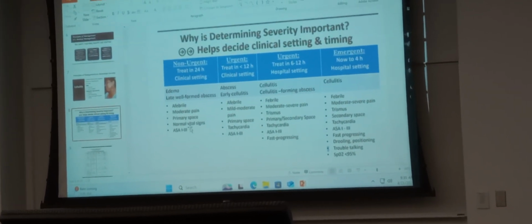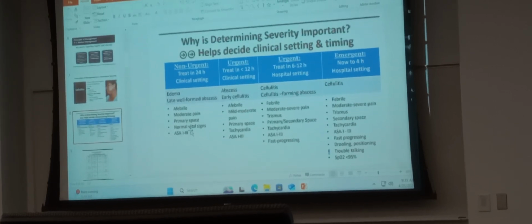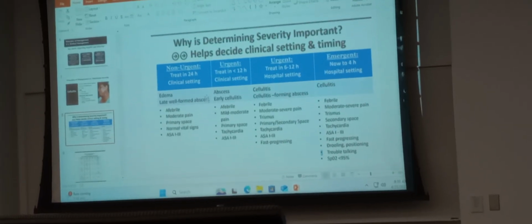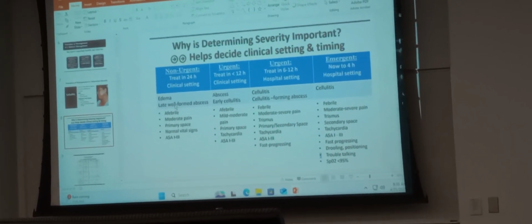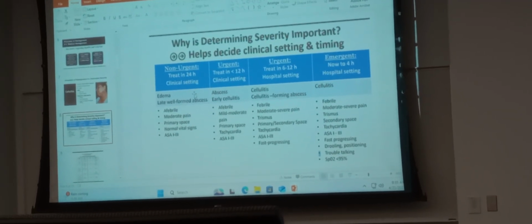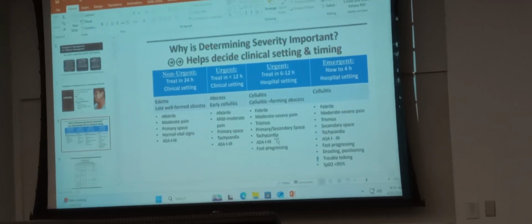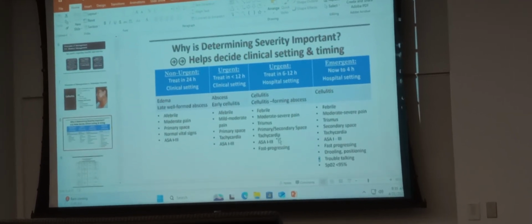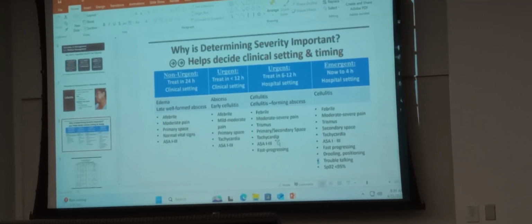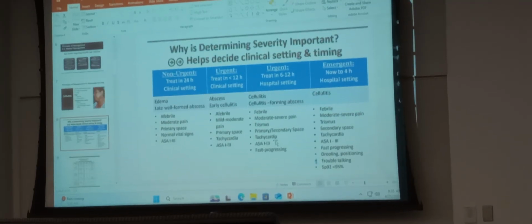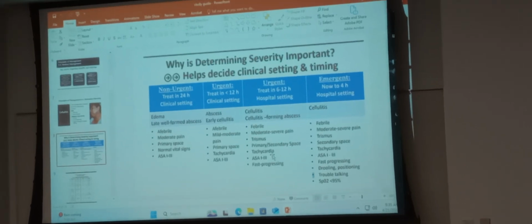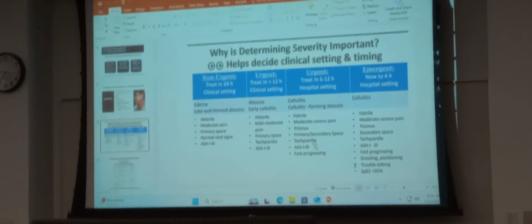So I just want you to make sure you know what conditions you could treat in a non-urgent situation in a clinic setting, within 24 hours. I'm going to know this column right here. You could treat a late well-formed abscess in an ASA 1 through 3 patient. The patient has normal vital signs, a primary space, moderate pain, is afebrile, with edema. A late well-formed abscess could be done in a clinical setting. Primary space, within 24 hours they come in, you want to get them treated.